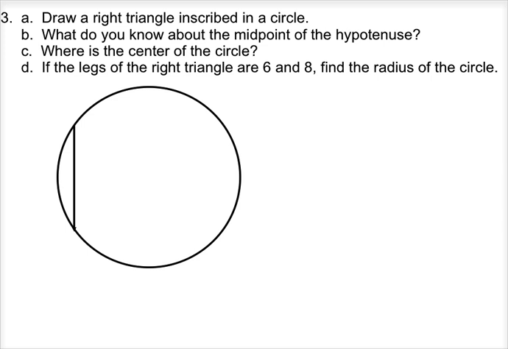And I know that I'm going to try to draw a right triangle, so I'm going to try to make a 90-degree angle, and then connecting up the other side should look something like that. So here's my right triangle inscribed in a circle. Part B, what do you know about the midpoint of the hypotenuse?